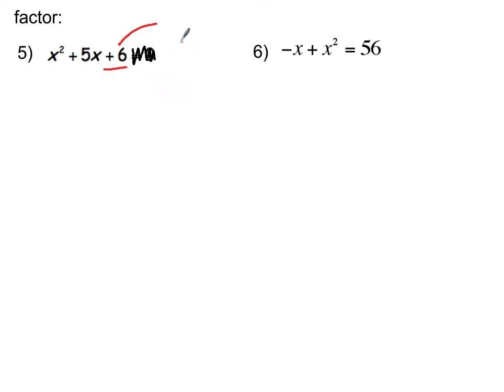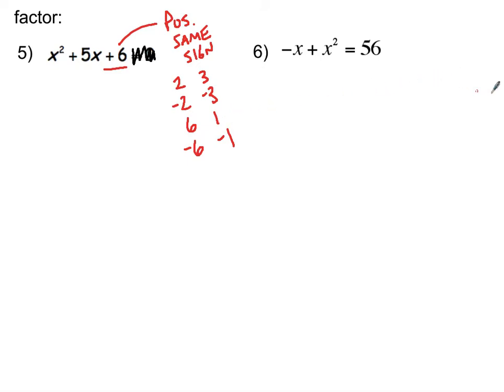So I need two numbers that multiply to 6. And it's a positive 6, so they're going to have the same sign. They'll either both be positive or both be negative. So two things that multiply to 6. That could be a 2 times a 3. It could be a negative 2 times a negative 3. 6 times 1. Negative 6 times negative 1. Those are my only options.